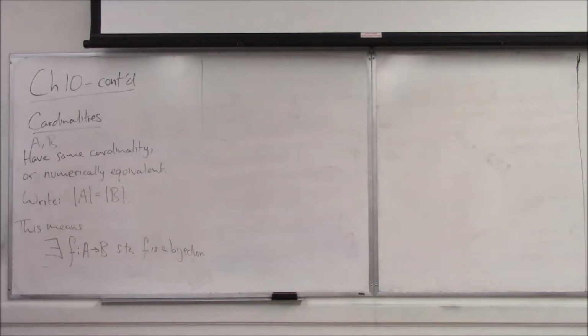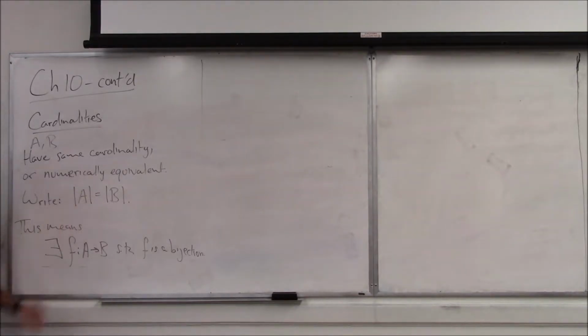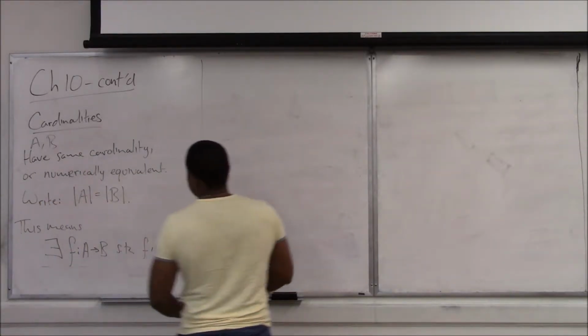So this is the definition of what it means to be numerically equivalent. This will work for finite sets as well as infinite sets. It gives us a way of counting without actually counting, because a lot of times we will be dealing with things that have infinite sizes, but we still want to be able to compare these sizes. So the functions help us with that.